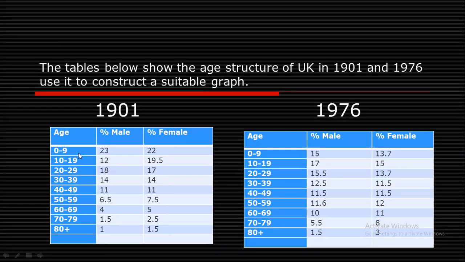That is 0 to 9 for 1901, 23 is that, 22 is that. And then they will also give you for 1976. They cannot give you a unit where this one is 0 to 9 and then for this one is 0 to 4. No, it cannot be. So if they give you, then it has to be running out on that. That is what we call superimposed.